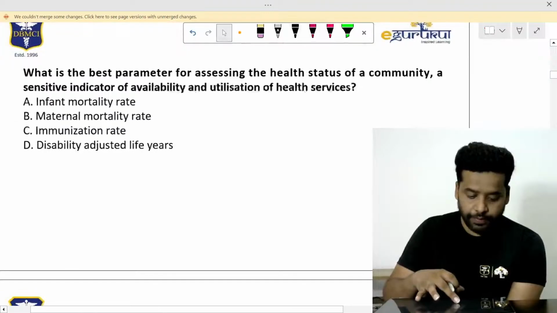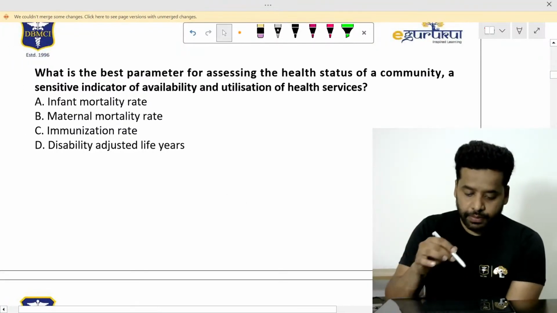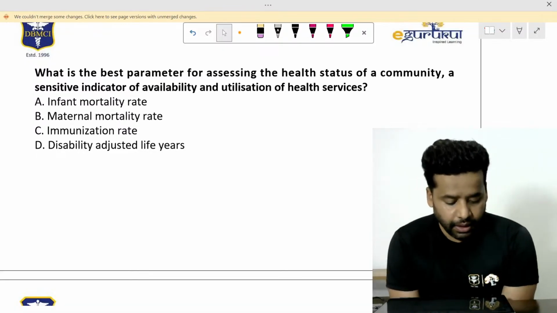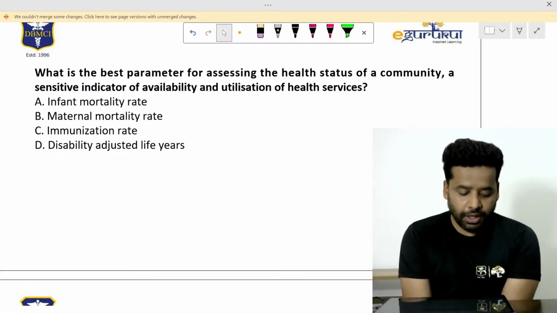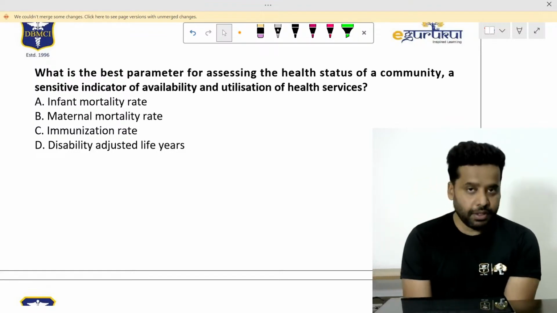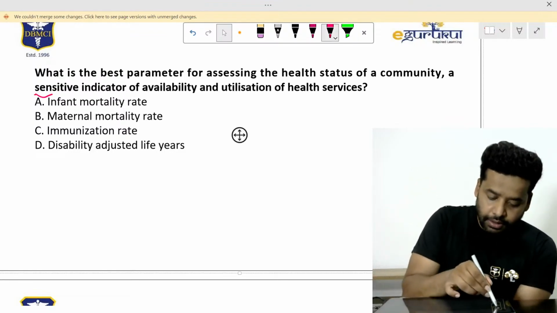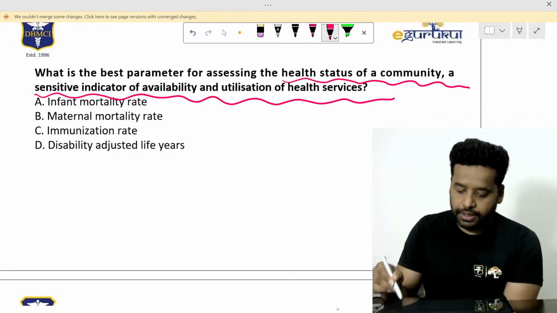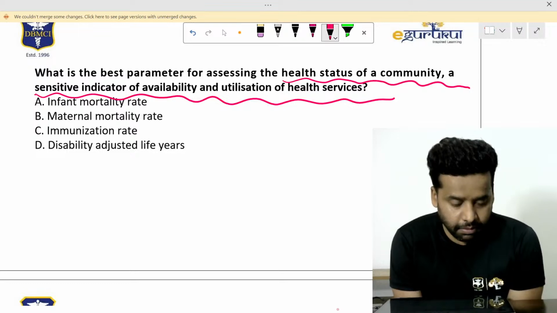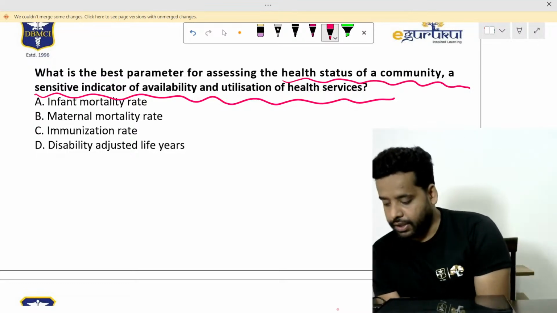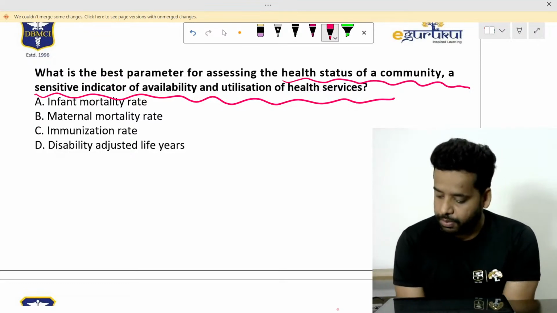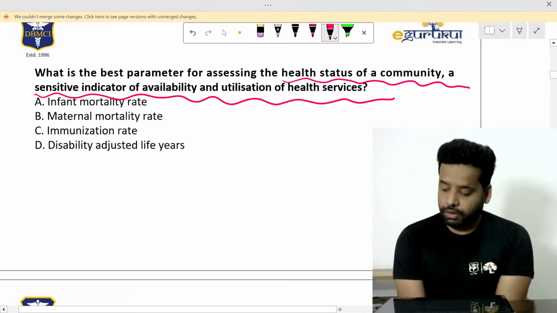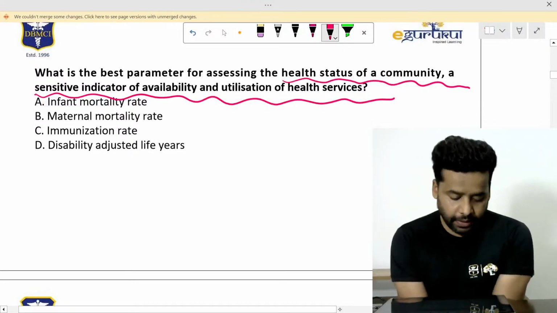See the next question. Which of the following is the best parameter for assessing health status of a community? Indicator telling how good you are utilizing our services and all. If this word is mentioned, sensitive indicator for availability, utilization, health status and all. This is the exact lines taken from which book? PARK textbook. There is no other answer for this other than this. Listen to the words properly. The only answer for this question will be this line is taken directly from PARK.